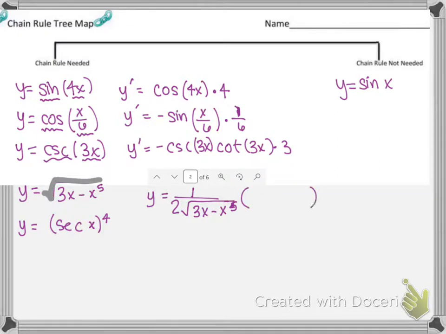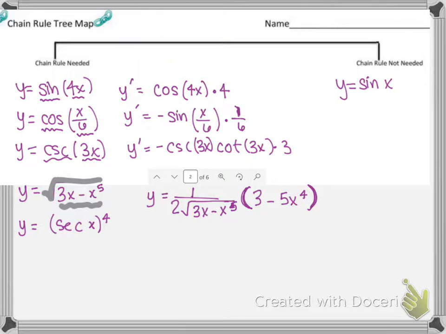Now we take the derivative of the inside function. So we're ready to go in and take this guy's derivative. The derivative of the inside is 3 minus 5x to the 4th. You must have parentheses around this quantity because that entire quantity is multiplied by this rational expression that we wrote down first.